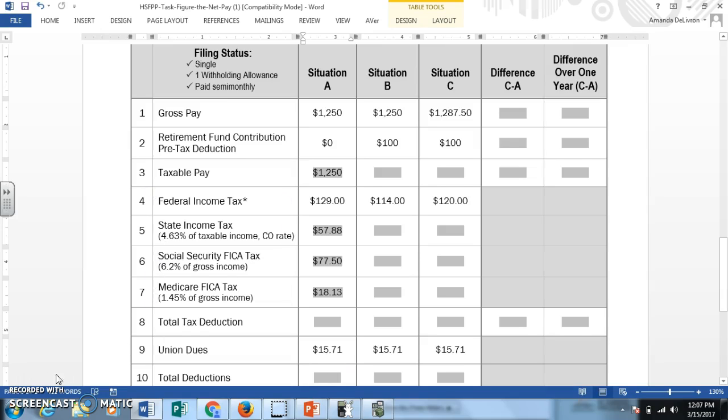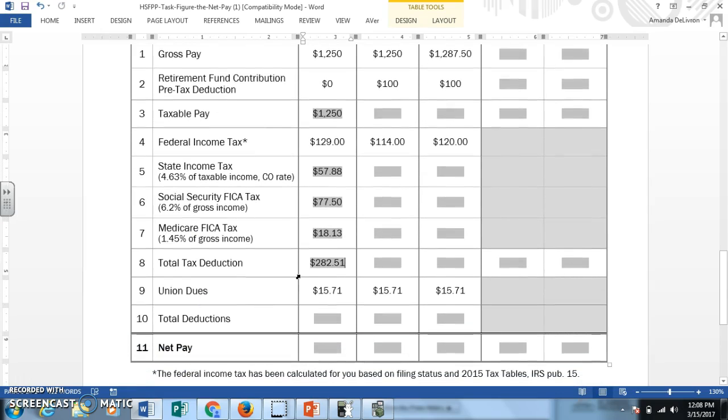all of those together to get your total tax deduction. And if you put that in your calculator correctly, you would get that $282.51 is deducted out of taxes. In this job, you also have $15.71 for union dues. So if you add boxes 8 and 9, you're going to get how much is taken out of your paycheck. So when you add box 8 and 9, you get that $298.22 was taken out of that paycheck.